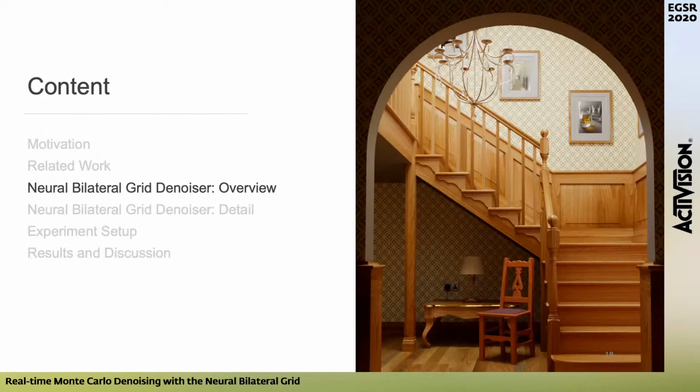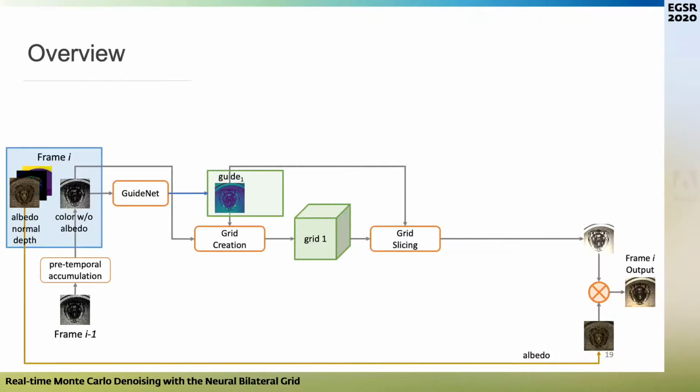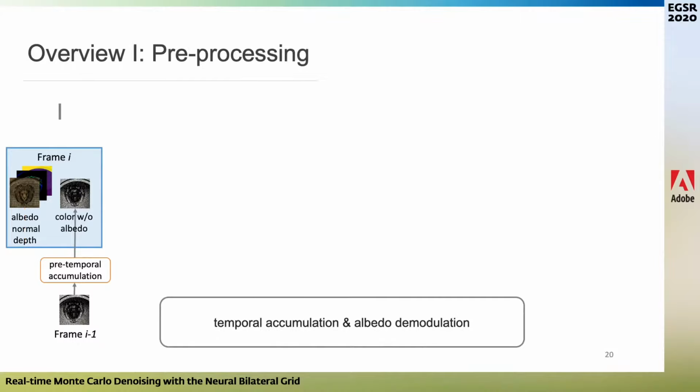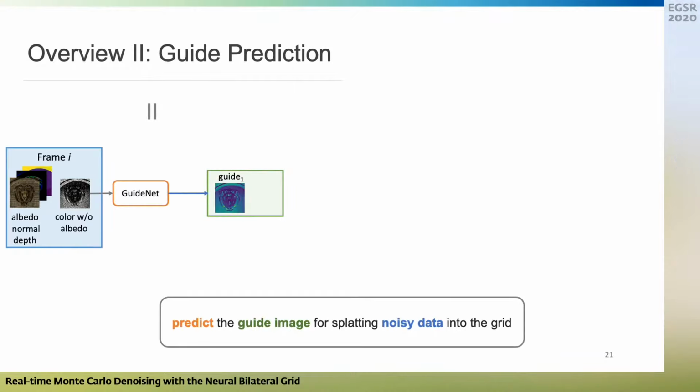In this part, we introduce the overall multi-scale architecture of our neural bilateral denoiser. To make it easier, I will start with the single-scale architecture. There are 5 stages in this pipeline. The first stage is pre-processing. Firstly, we factor out the albedo from the radiance and conduct pre-temporal accumulation, so the neural network can focus on the noisy patterns in smooth irradiance data. The second stage is guide prediction. We predict a guide image for splatting noisy irradiance data into the bilateral grid.